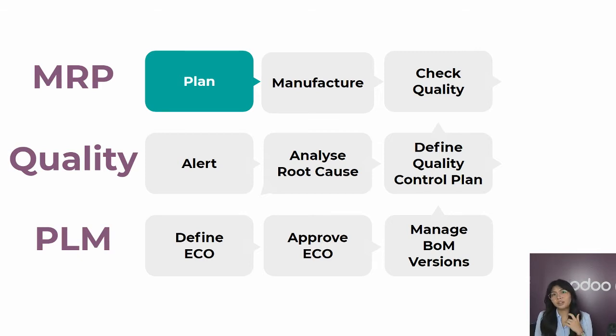Kapag nag-raise tayo ng quality alert, nakikita natin na pwede tayong magkaroon ng root cause analysis. Titignan natin ano bang naging problema, paano natin isosolve yun, at ano yung mga preventive measures na pwede natin gawin. And then later on, ano pa yung mga pwede natin gawin na mga steps para i-make sure na hindi ito mangyayari ulit, or is there like a change in the product or in your recipe. So, yun na yung defined quality control plan.